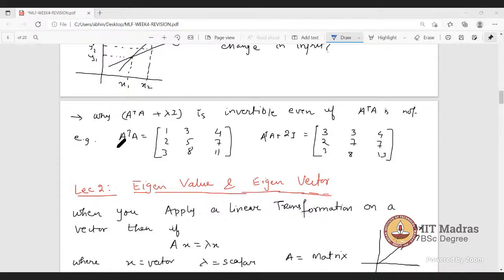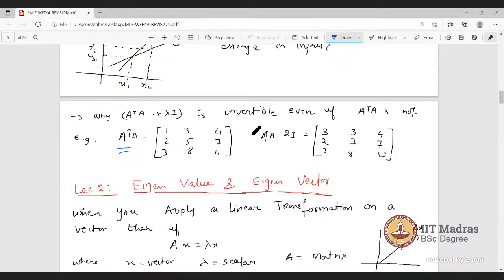So suppose I take a matrix A transpose A, which is like this: 1, 2, 3; 3, 5, 8; 4, 7, 11. Okay. Now, if you see, the first column and the second column are independent, but the third column is nothing but the sum of first and second. So you can see this third column is dependent on first and second, right? It means this A transpose A is not invertible, correct? Because rank will be less than 3.